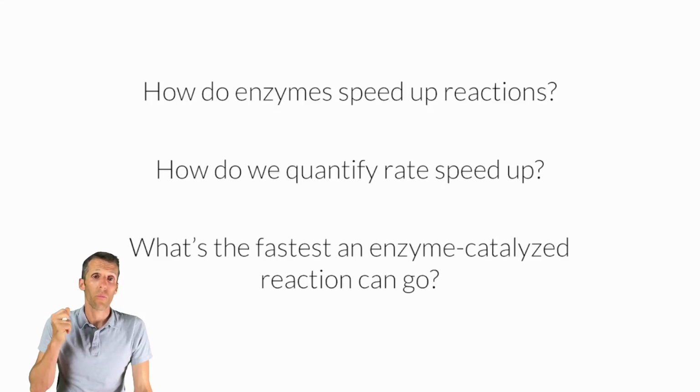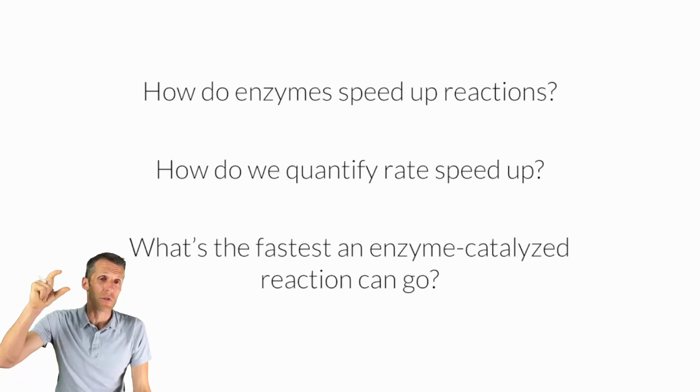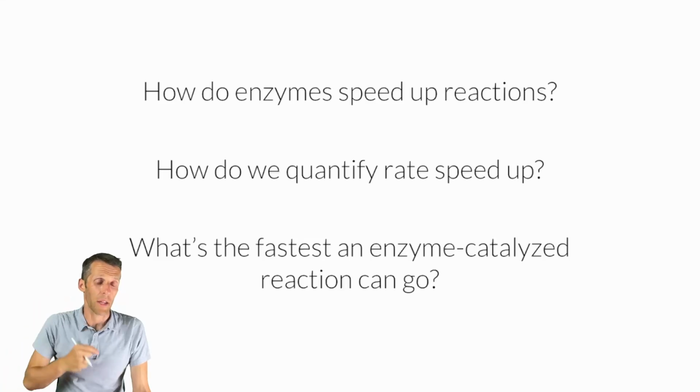Okay, so we've said how do enzymes speed up reactions? They're going to do so by stabilizing that transition state, by lowering that activation energy. We can quantify that rate speed up. It's just the ratio of the rates, or the difference in the energy barrier heights. Last thing I want to ask here is, now that we've set this up, what's the fastest an enzyme catalyzed reaction could go in principle?